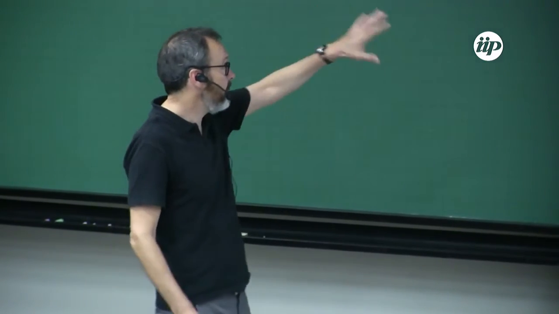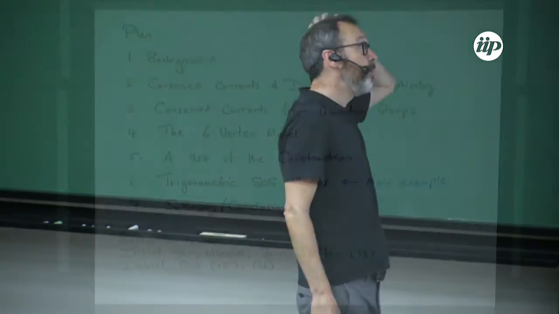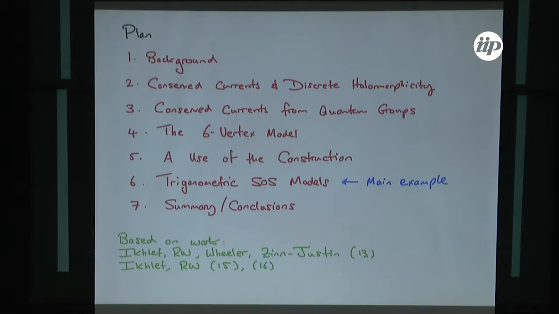Okay, so first of all, this is my plan. I want to give a bit of the background, and then I want to go into the details and tell you about the origin of the conserved currents and their connection with discrete holomorphicity. Then I want to say how to construct these in quantum groups, and then I want to look at two examples. I want to look at the 6 vertex model, and I also want to look at trigonometric SOS models. And I'll also tell you in the middle a bit about what they're useful for. And this is based on work with these collaborators, Yassin Iklev, Michael Willer, and Paul Zingerstan, in this series of papers.